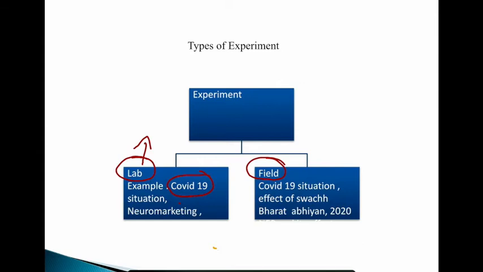I'll explain why. In the lab, right now a lot of experimentation is going on to find out the vaccine for COVID-19, and all this experimentation is going on in the lab only. So we have taken this example for the lab. Along with this, there are experiments which we conduct in the field as well. If you take the normal, general field, for example agriculture or social science, we do the experiment in the respective field we are covering in our research.